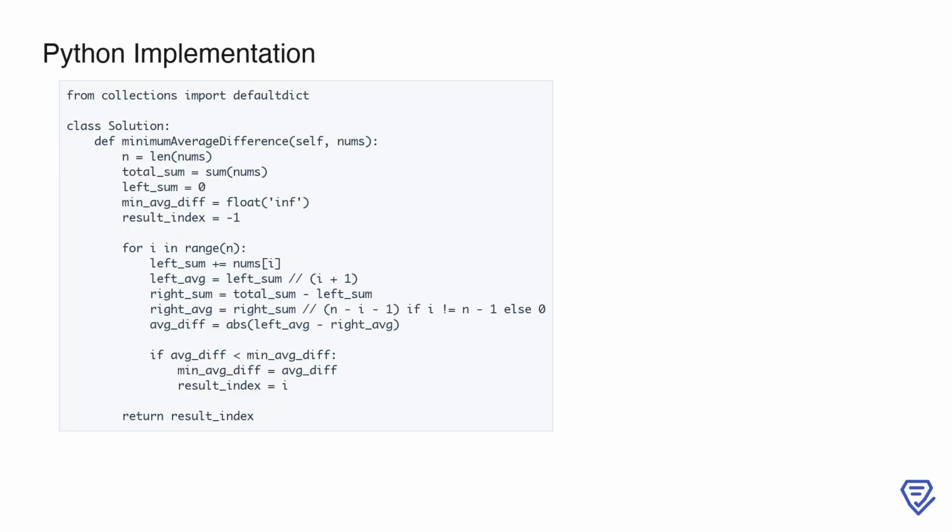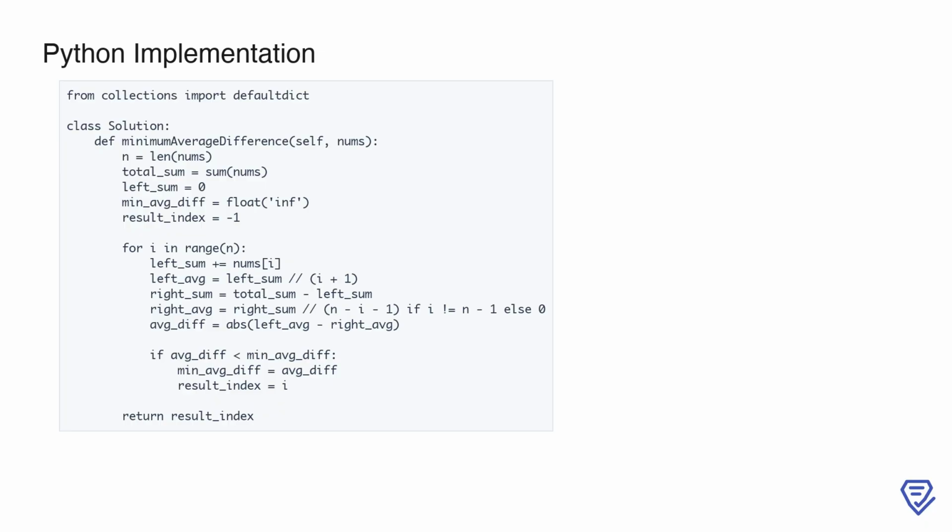At each step, left_sum is updated by adding the current element. The left average is calculated as left_sum divided by the number of elements included so far, i plus 1. The right sum is calculated as the remaining total sum minus left_sum. The right average is then computed. If the current index is the last element, the right average is set to 0 since there are no remaining elements. The absolute difference between the left and right averages is calculated.